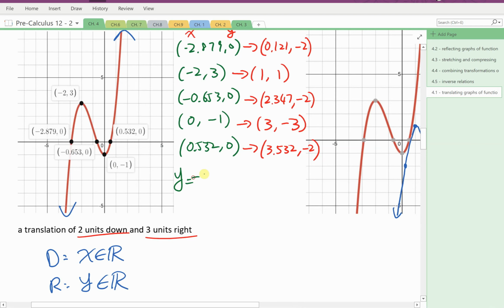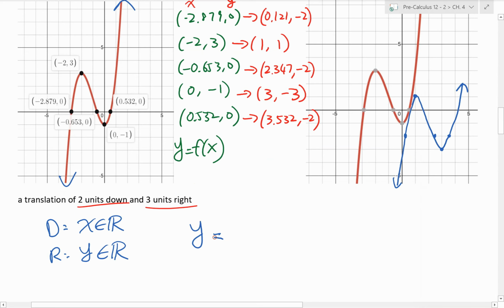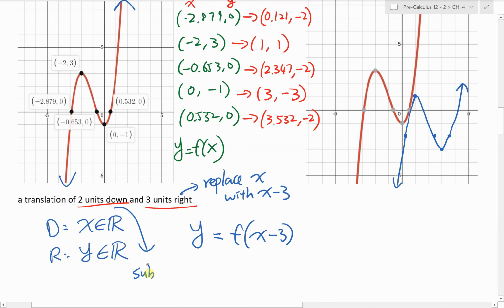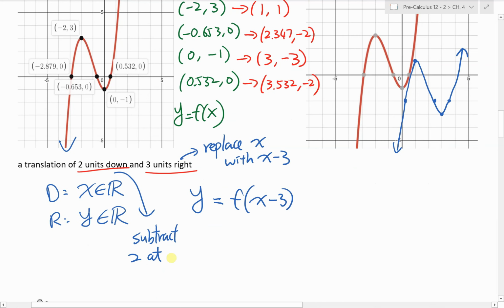Now the original function has the equation y equals f of x. What about the new function? The new function is no longer going to be f of x because we are moving 3 units right. So this means replace x with x minus 3. And because we're moving 2 units down, this means subtract 2 at the end of the function.